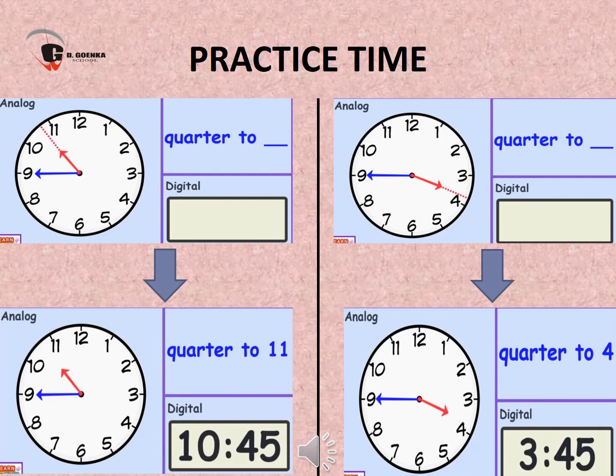In the second example, the minute hand is at 9 and our hour hand is just behind number 4, which means the time is quarter to 4, and in digital clock the time is 3:45.